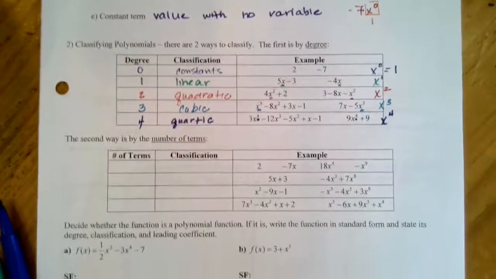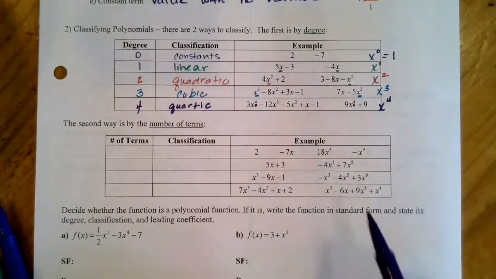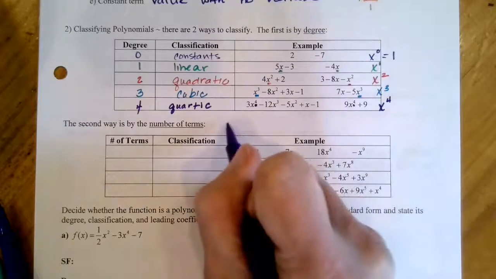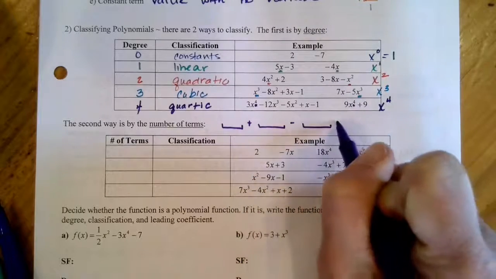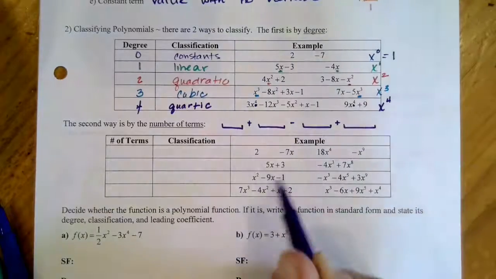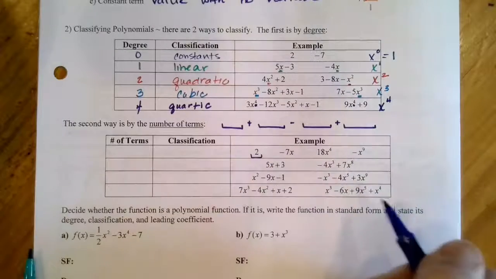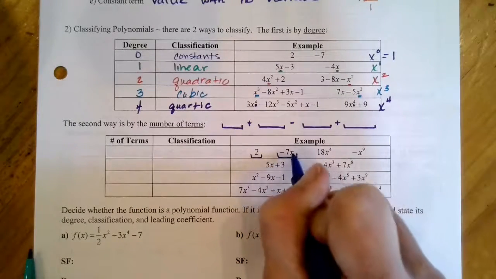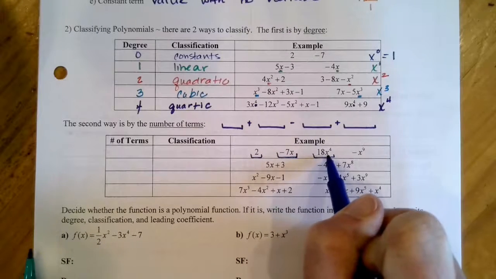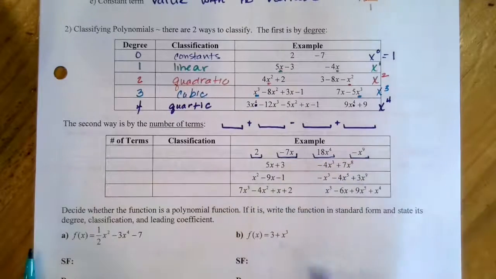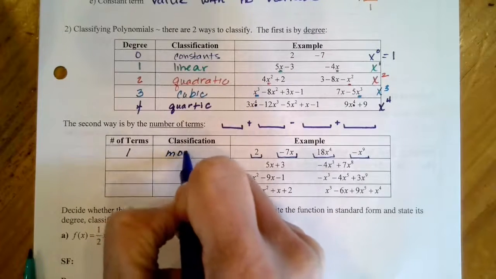The second way to classify this is by the number of terms. So when I look at how many terms are in each of these, now remember, a term is anything that is separated by a plus or a minus sign in a polynomial. So when I look at how many terms are happening in this first example, here's just one term. Even though there are 2 factors, this is still one term. Even though there are 18 and then 4 x's, that's still just one term. And these are all just one term. If they're one term, we call them monomials.